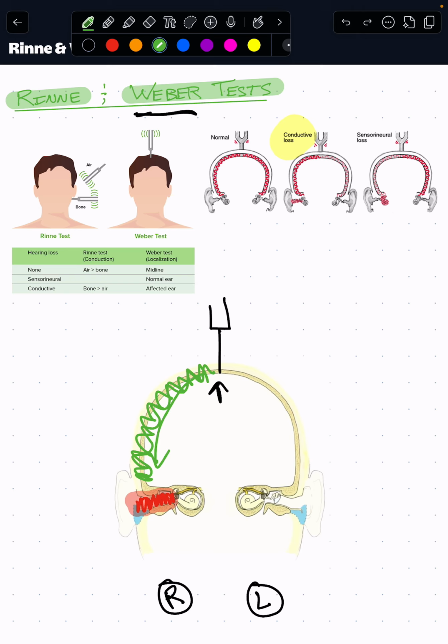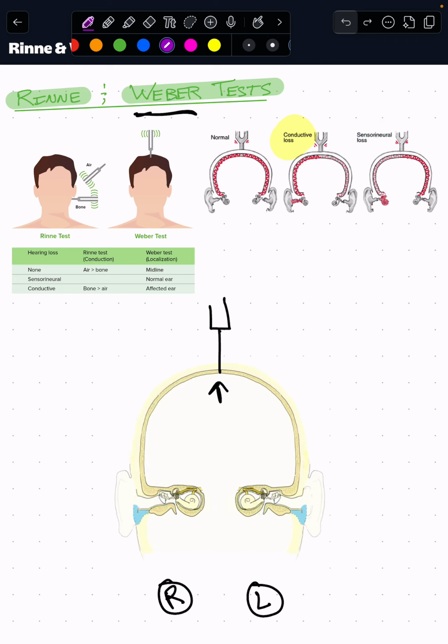But also during sensorineural loss, let's say this part of the ear is no good. During the Weber test, it's going to lateralize the same way. Okay. I'll reinstate that though, just to make sense of it.